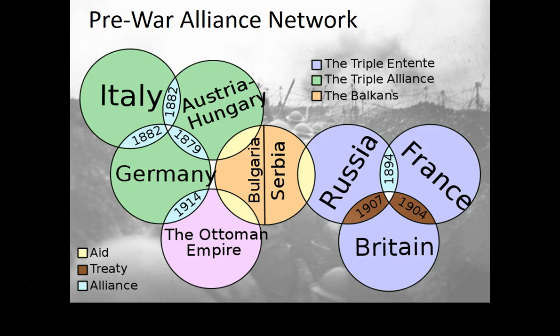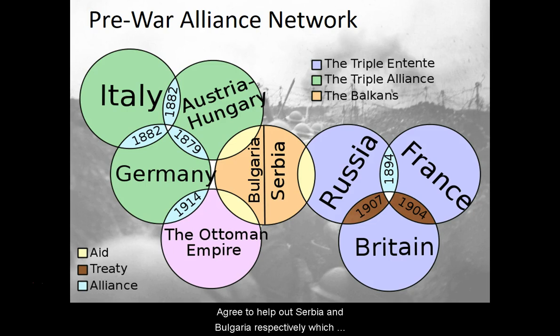On the Triple Alliance side, the alliances go back a lot farther. Germany and Austria-Hungary have been friends since 1879. Germany and Italy have been friends since 1882. Austria-Hungary and Italy, same year, 1882. And then in 1914, Germany makes friends with the Ottoman Empire, which is the largest and oldest empire in the world at that point.